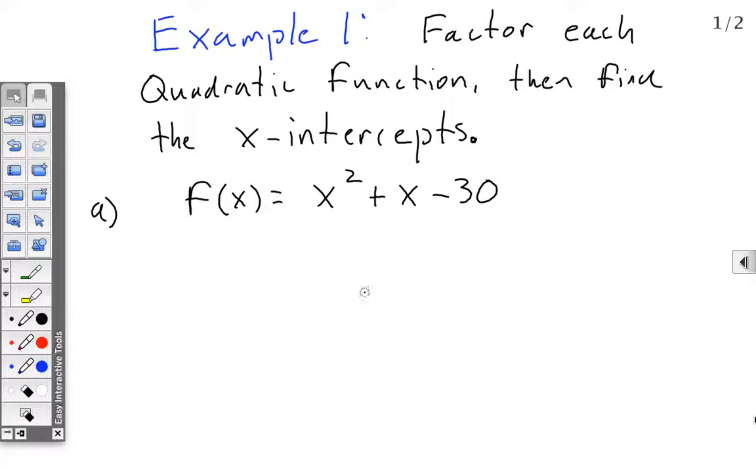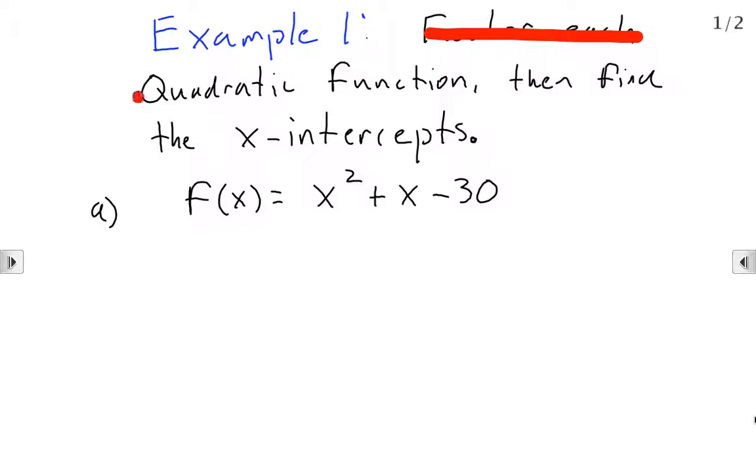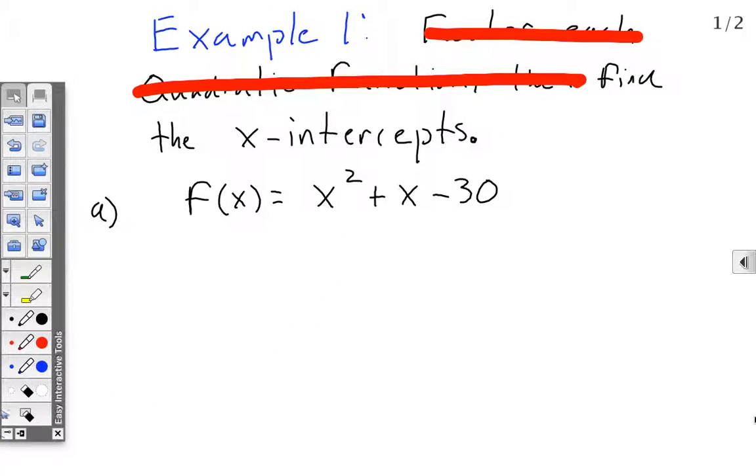So if you ever see a prompt that does not include these instructions, and it just begins "find the x-intercepts," it's important to recognize that factoring is still a key step. I put it in the instructions, but it's just a step. Our real goal is to find the x-intercepts. And let's go ahead and get started doing that.